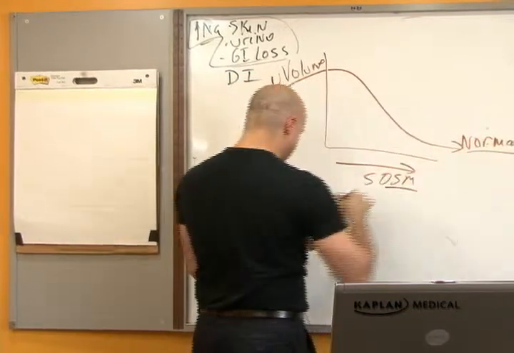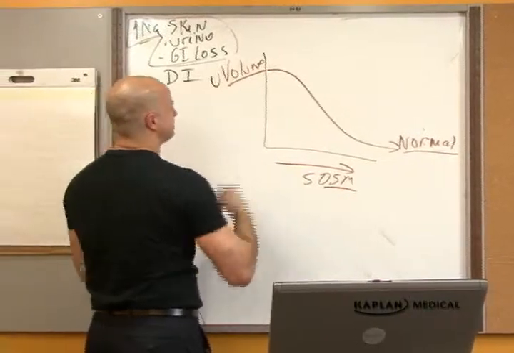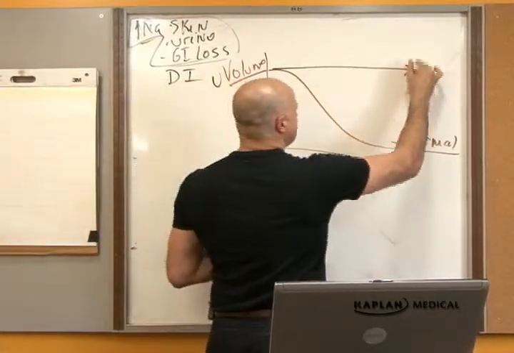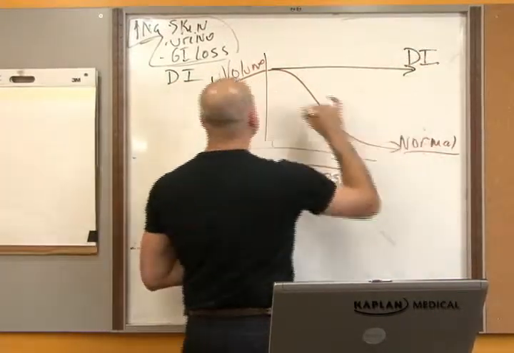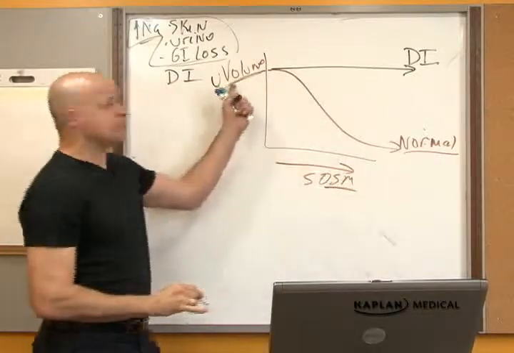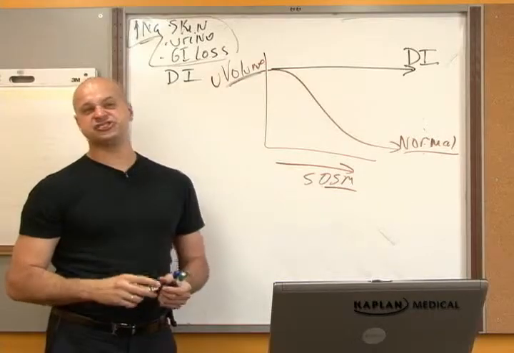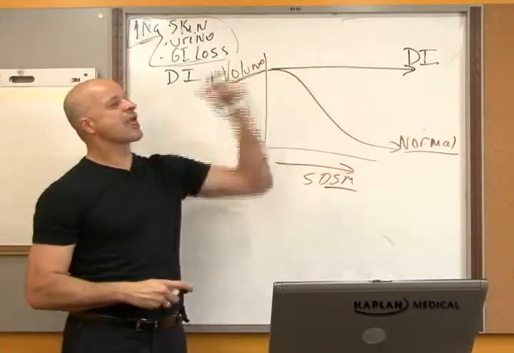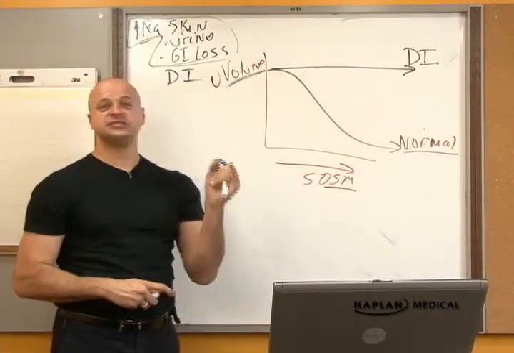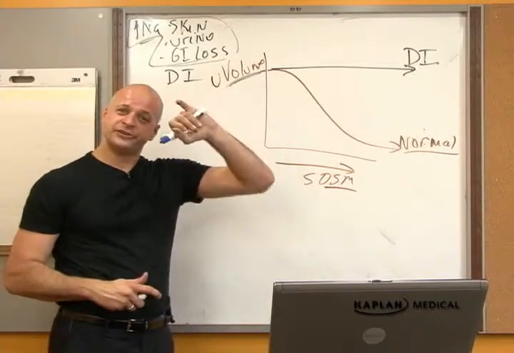Well, the whole point is a person with diabetes insipidus makes so much urine. He's urinating like crazy, even though he's getting dehydrated. That's diabetes insipidus. And the taste is not so sweet.